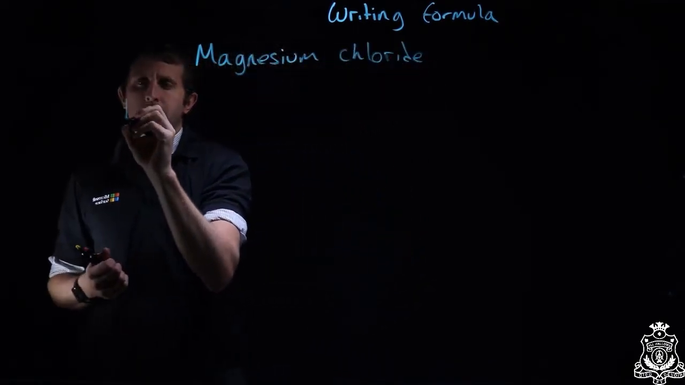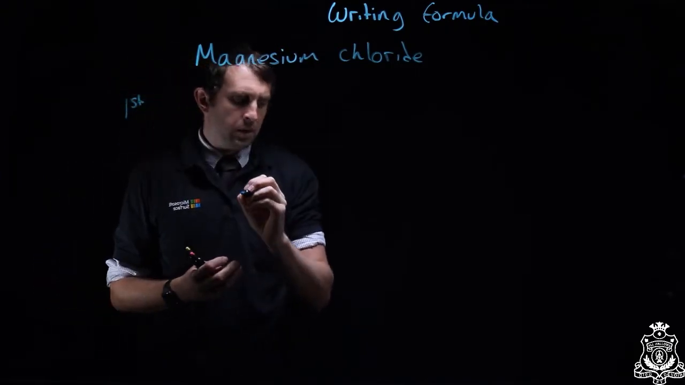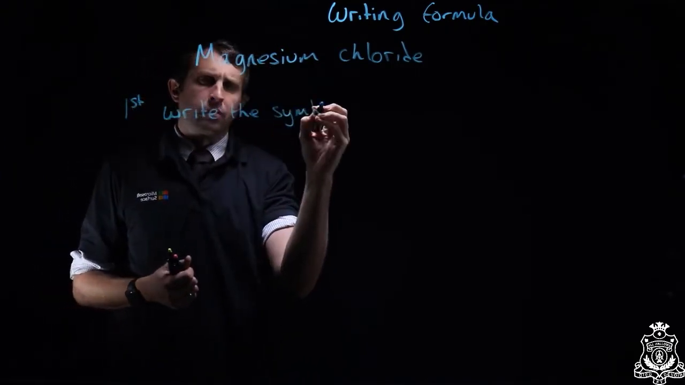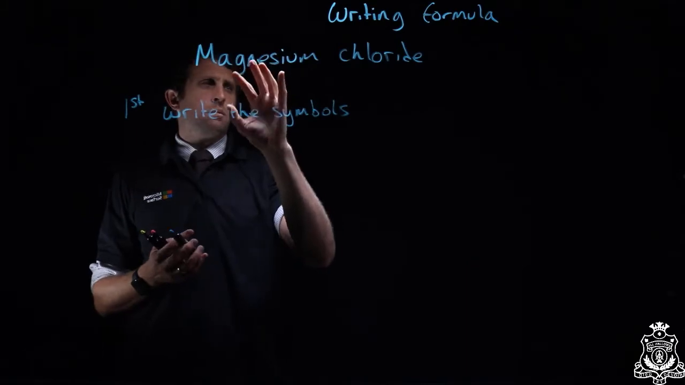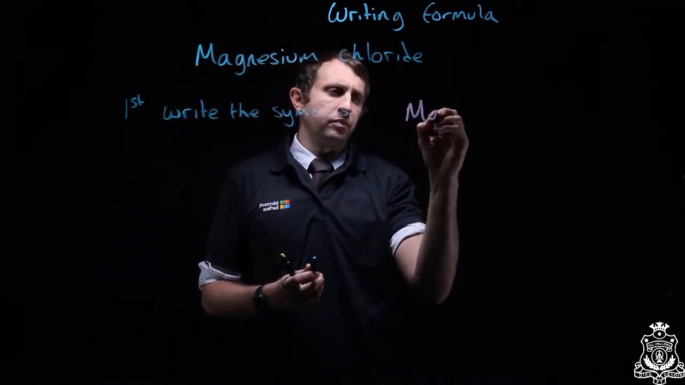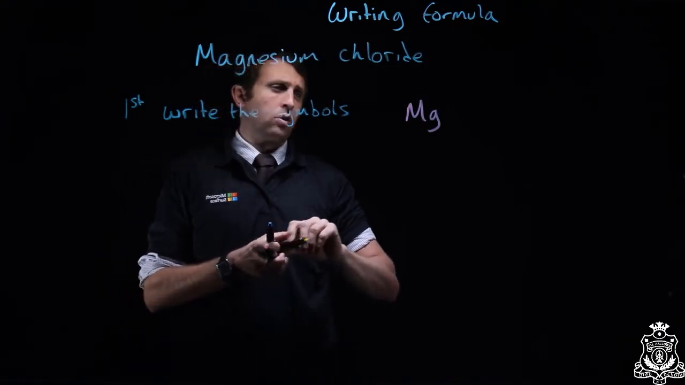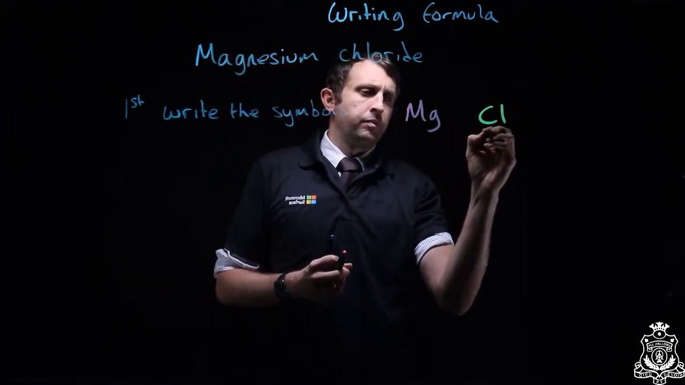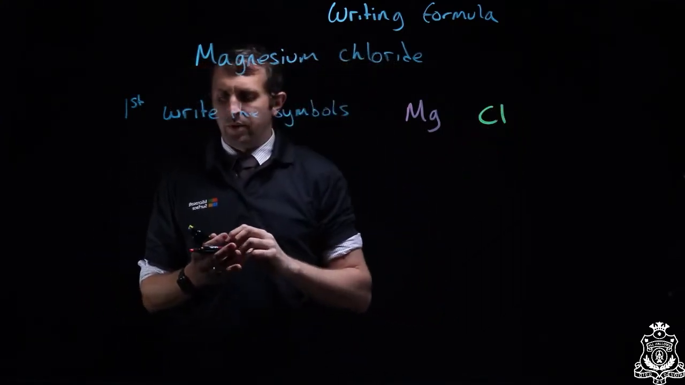So the first step is we write the symbols. So magnesium and chlorine. So we have magnesium and we have chlorine.